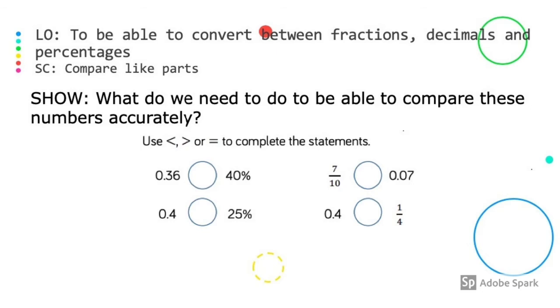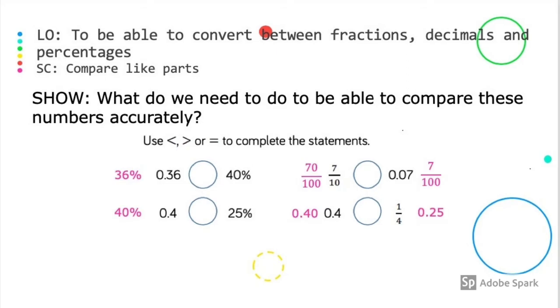What do we need to do to be able to compare these numbers accurately? We need to convert them because we can't compare numbers that are presented in different ways. We can't compare decimals to percentages very easily. Therefore, 0.36 becomes 36% so that we can compare it more easily with 40%. I've converted 0.4 also into a percentage so that I can more easily compare 40% with 25%.